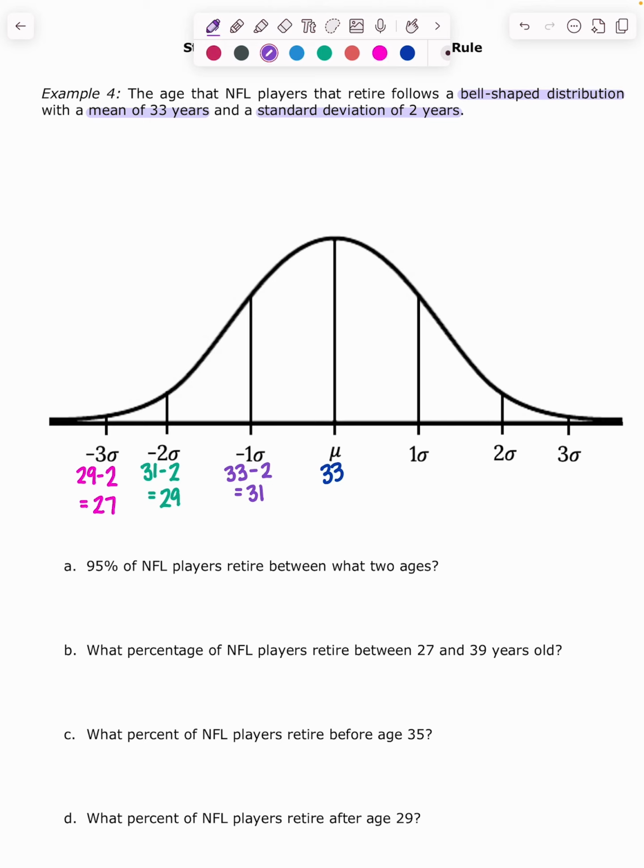Now I'm going to do the same thing on the other side of the table, but in reverse, and I'm going to add. So 33 plus 2 is 35. Then I'm going to do the previous age, 35 plus 2, 37. And finally, 37 plus 2 is 39.